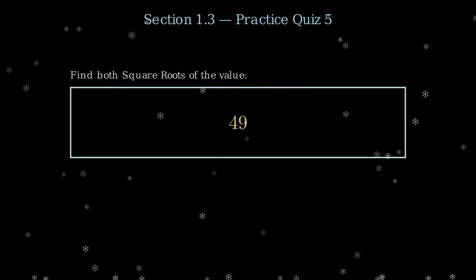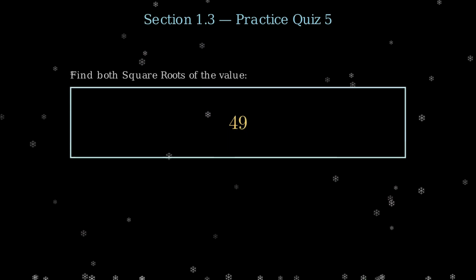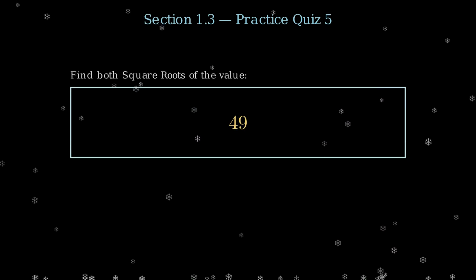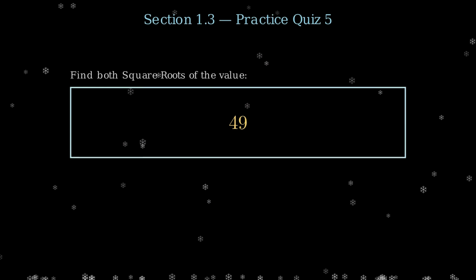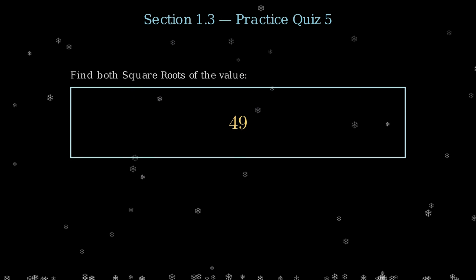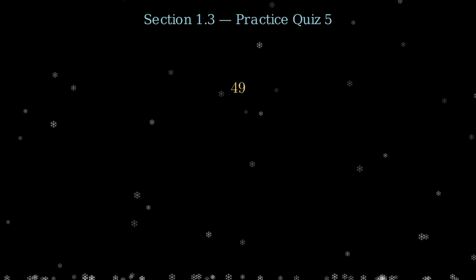Now, let's look at a practice quiz to test your skills. Find both square roots of 49 and clearly state which one is the minor root. Think about how the dual nature of roots applies to this positive integer value.